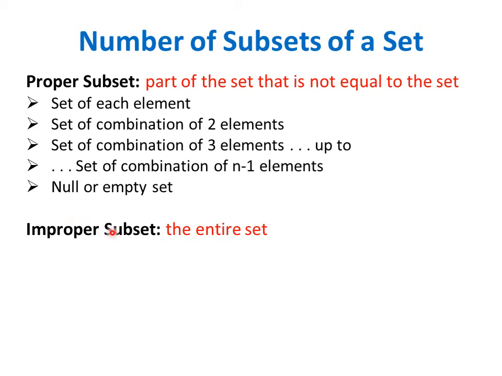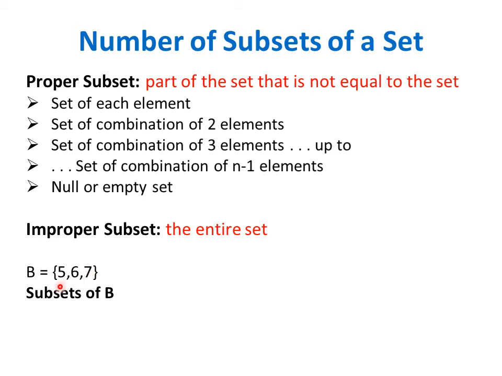Now the second type of subset is the improper subset. And there is only one improper subset, that is the entire set, because the entire set is equal to the given set. Now this is the reason why the proper subsets stop at the set of combination of n minus 1 elements, because the combination of n elements is the entire set, and again the entire set is an improper subset. For example, let's say we are given a set B. It has the elements 5, 6, 7.